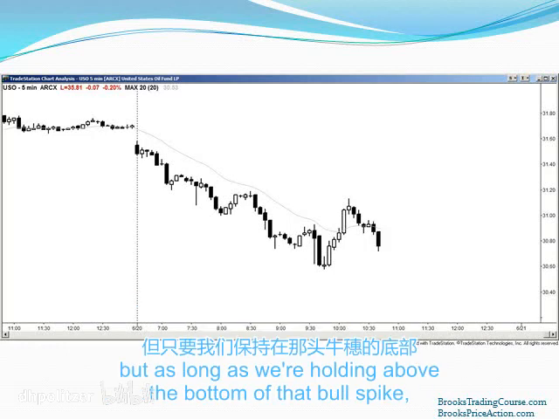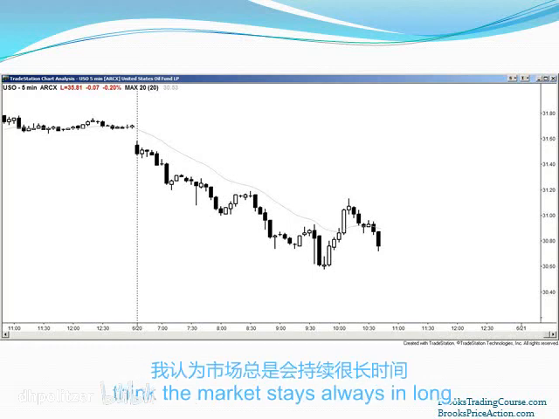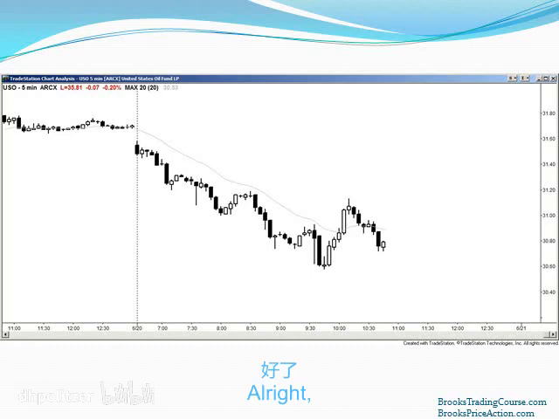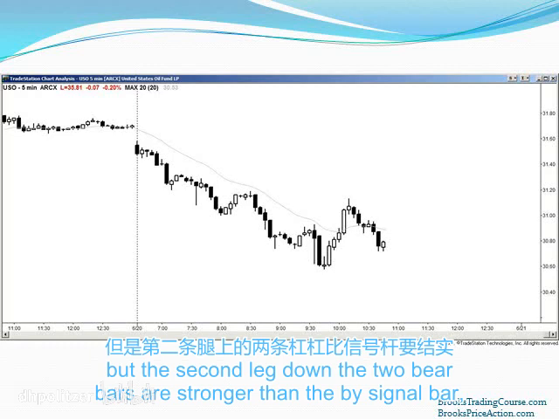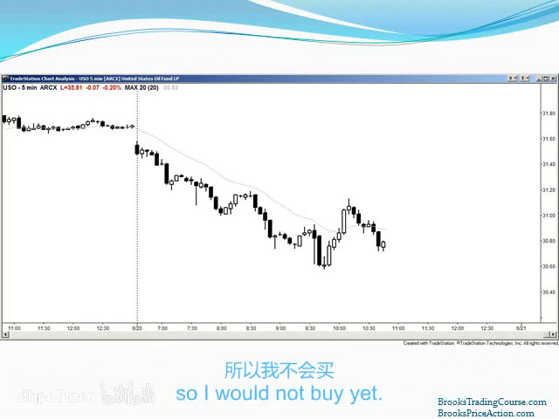Trying to get a bear breakout, but as long as we're holding above the bottom of that bull spike, I think the market stays always in long. All right, hesitation. 2 legs down, but this second leg down, the 2 bear bars, are stronger than the buy signal bar, so I would not buy yet.